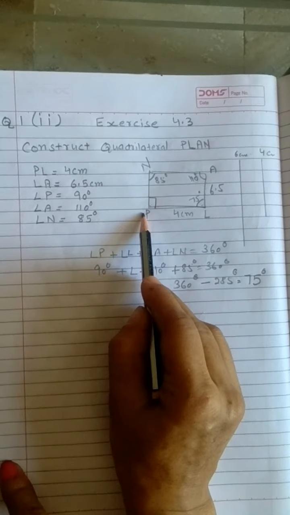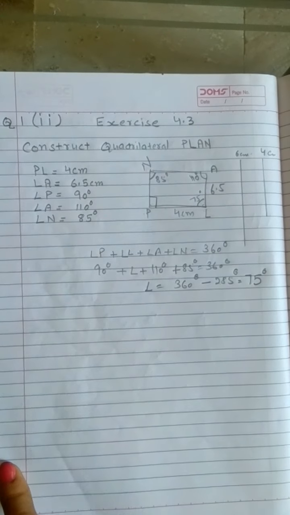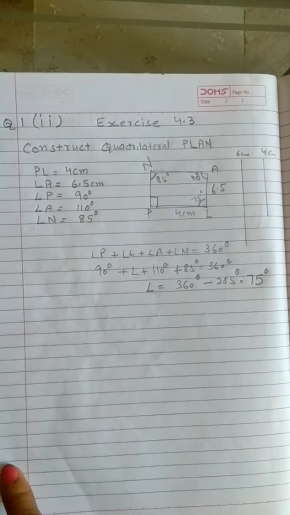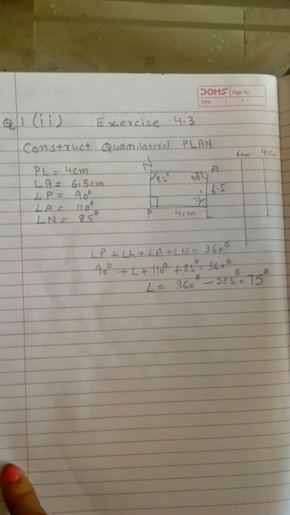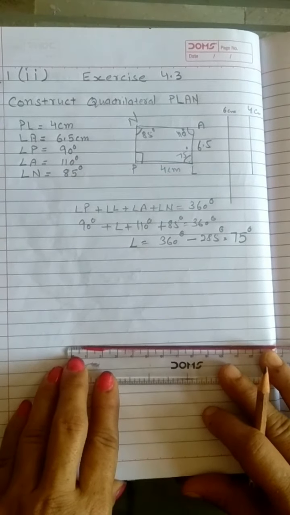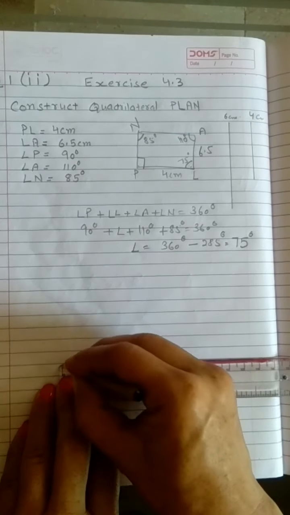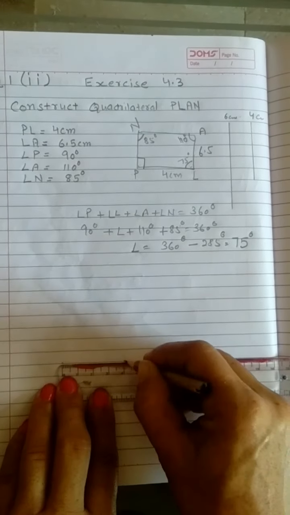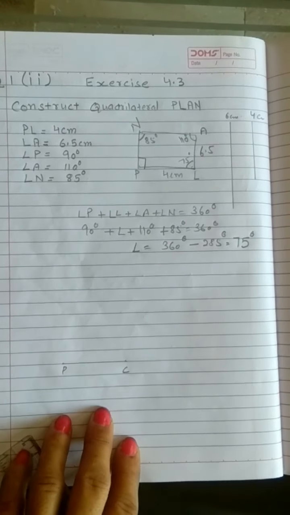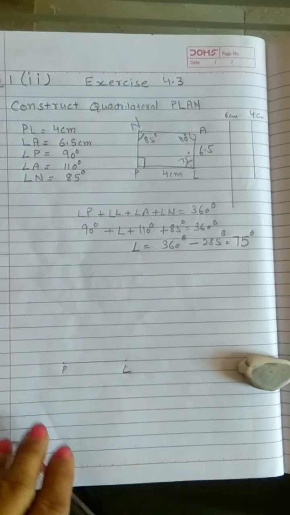Now I know angle P, I know angle L, two angles and including side. Now I can easily draw quadrilateral PLAN. So first of all, what I'll construct? Draw PL 4 centimeter. Mark 4, PL 4 centimeter. And this angle L is 75 degree, P is 90 degree.